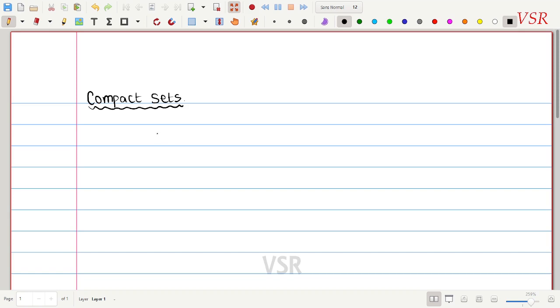So let X be a metric space. So this is the definition 2.31. Okay, students. So let us begin with the definition of open covers. Let capital X be a metric space.